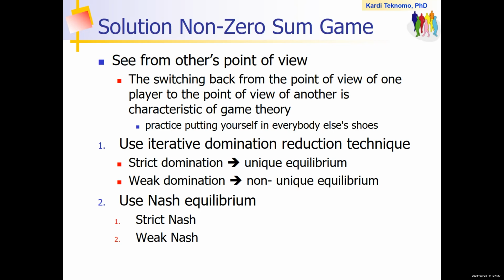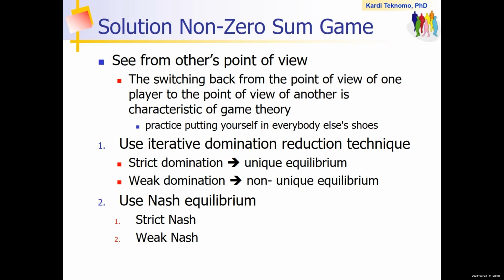Computationally, you can use either the iterative domination reduction technique, or you can use Nash equilibrium. If you use strict domination, you may have a unique equilibrium. If you use weak domination, you may not have a unique equilibrium. The same thing with Nash equilibrium: it does not always exist and is not always unique.